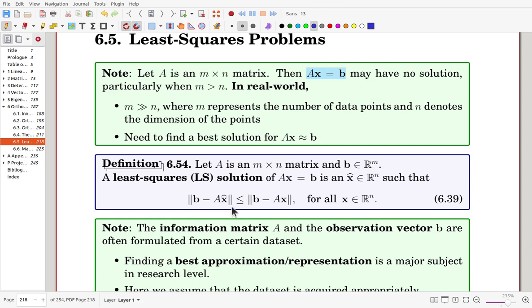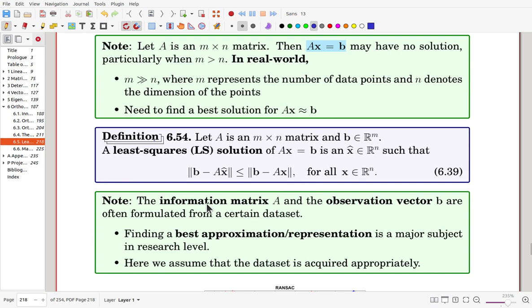The norm is the L2 norm, so each component will be squared and summed, and that is the reason we use a square. So that is a least squares solution of the system. The information matrix A and the observation vector b are often obtained from a certain data set. Finding a best approximation or representation is a major subject at the research level.